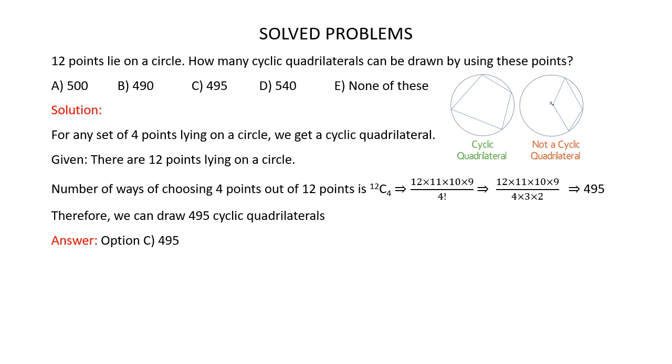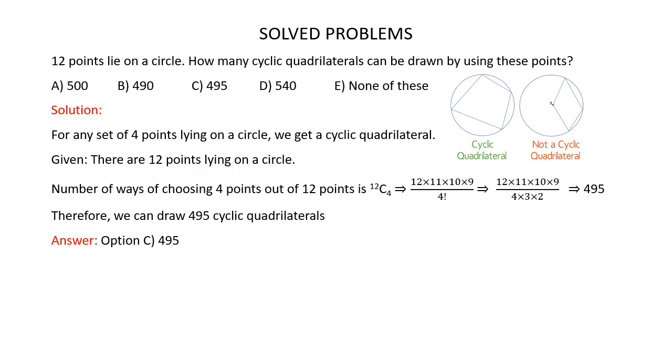circumference of a circle. Now as you can see here, this is a cyclic quadrilateral because all the 4 vertices of the quadrilateral lie on the circumference of the circle. Now this is not a cyclic quadrilateral because this vertex of the quadrilateral does not lie on the circumference of the circle. So here for any set of 4 points lying on the circumference of a circle, we get a cyclic quadrilateral. Now it's given that there are 12 points lying on a circle.